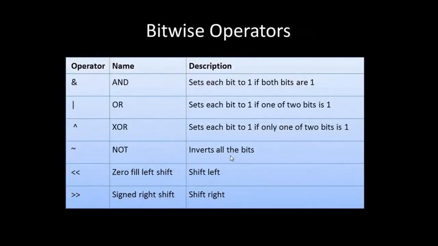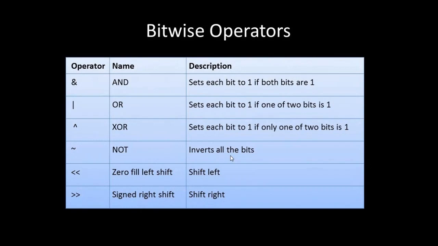Now these are the bitwise operators: and, or, XOR, not, zero fill left shift. Basically, it shifts the bits to the left, and double greater than will shift the bits to the right.